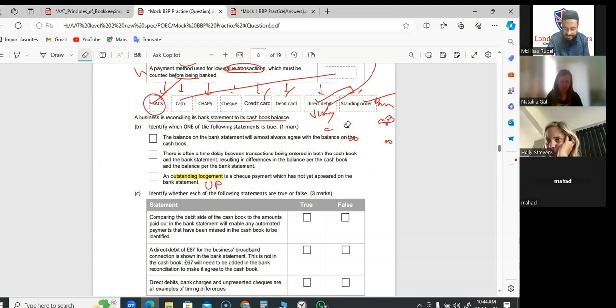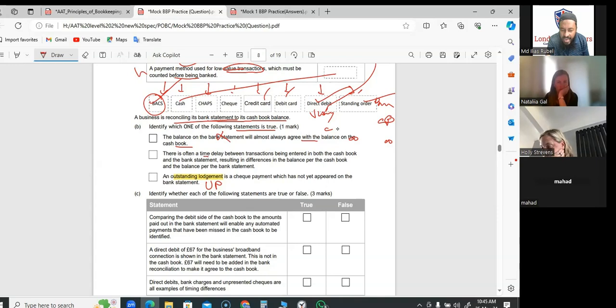What is being said in this particular question? Number B. Let's read it. Identify which one of the following statements is true regarding bank reconciliation. Did they say the balance on the bank statement will almost always agree with the balance of the cash book? This is not true. It will mostly differ because of timing differences and some items we don't know about. So this is not the answer.